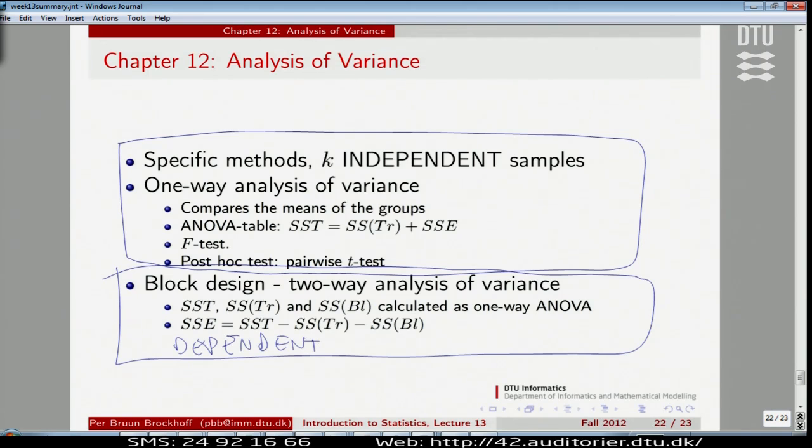If they're independent, we learned about the one-way analysis of variance. It's a way to compare the means of those groups by constructing certain variabilities, actually. That's why it's called analysis of variance.